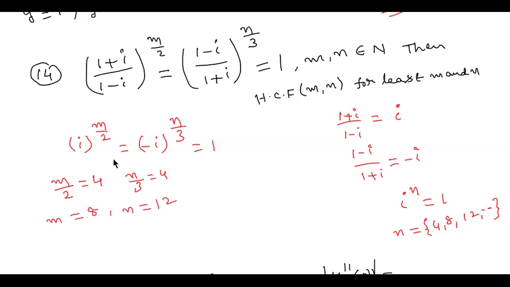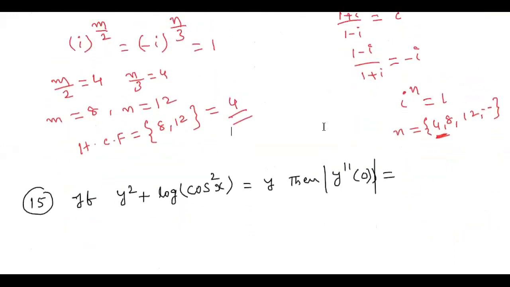These are the least values. So here 4 is the least value, then only it is possible to get 1. 8 is also possible, 12 is also possible. Here the least m and n are already given. Now I am going to find the HCF of 8 and 12. What is the HCF? Highest common factor. That is 4. 4 is the answer. This is a very easy question. Next, go to another question.